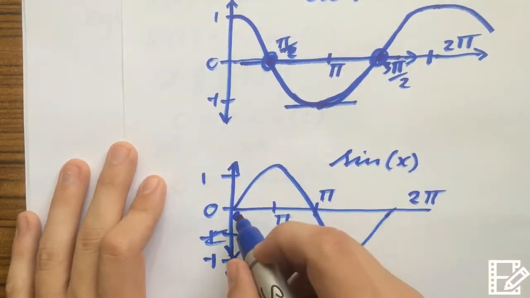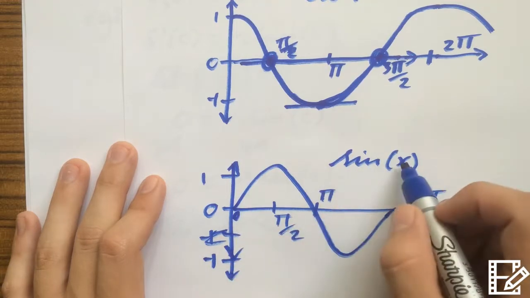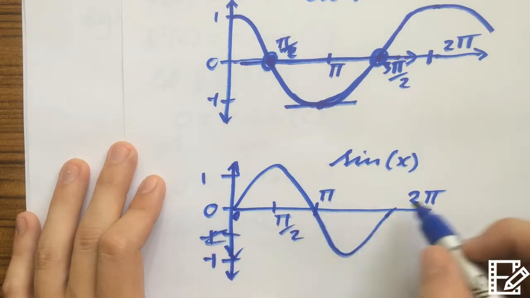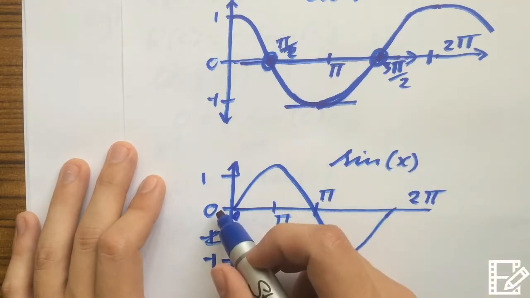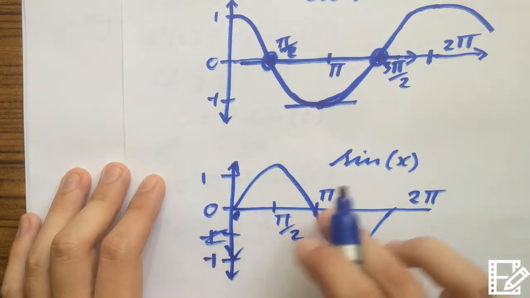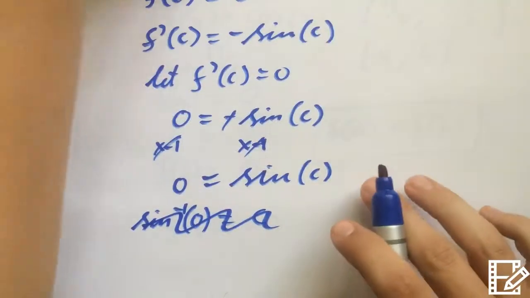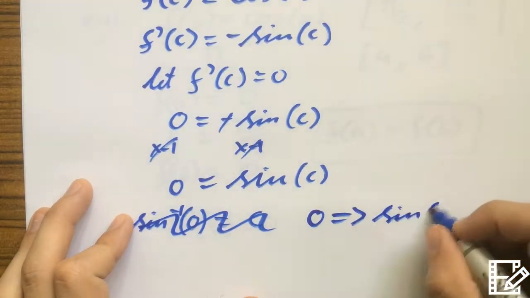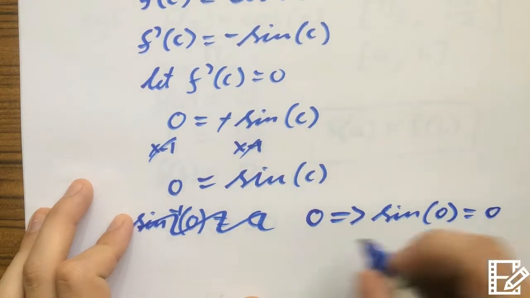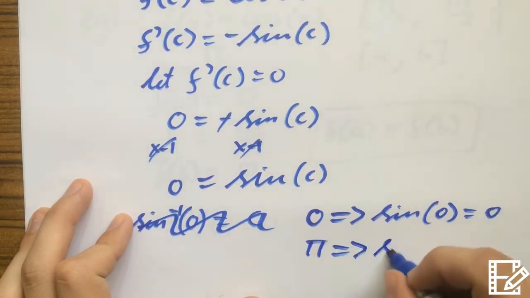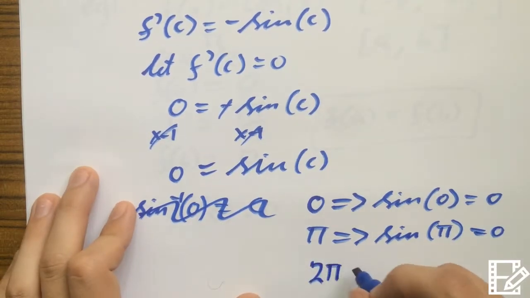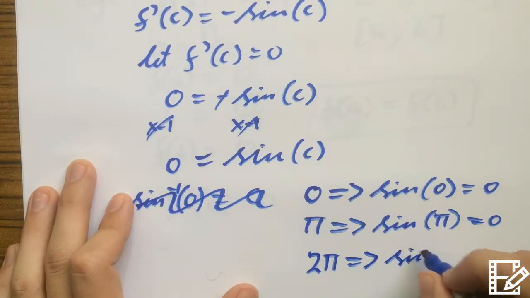Sine x, at the x value of 0, you type in sine 0, it comes up as 0. You type in sine of pi, and you get 0. You type in sine of 2 pi, and you get 0. So basically you have 3 points: 0, pi, and 2 pi. So at 0, sine 0 equals 0. At pi, sine of pi equals 0. And at 2 pi, sine of 2 pi equals 0.